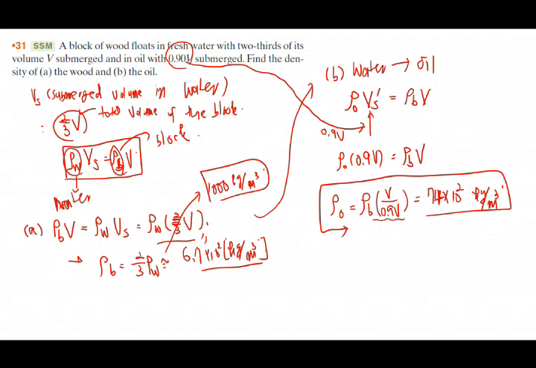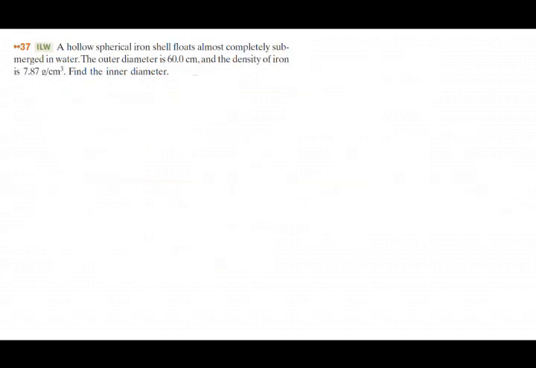Okay, so can you read number 37? A hollow spherical iron shell floats almost completely submerged in water. The outer diameter is 60 centimeters and the density of iron is 7.87 grams per cubic centimeter. Find the inner diameter. Let me draw the picture of this circumstance. So now you have a hollow spherical iron shell floating in water, but completely submerged.